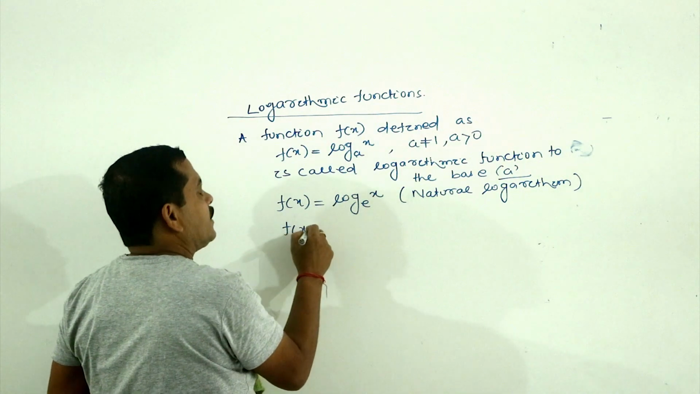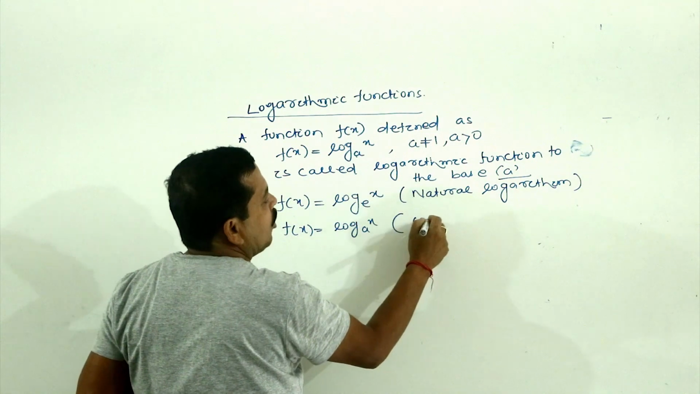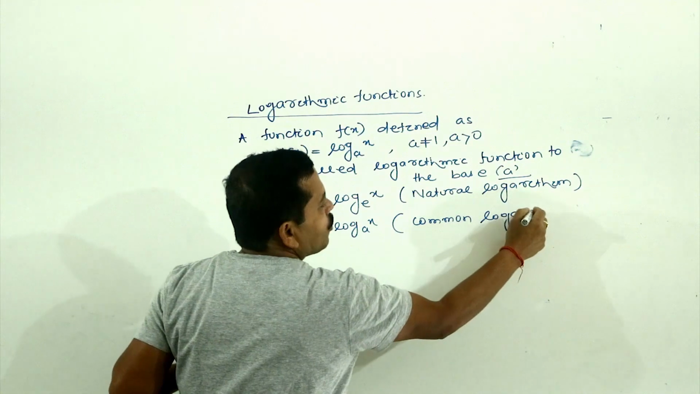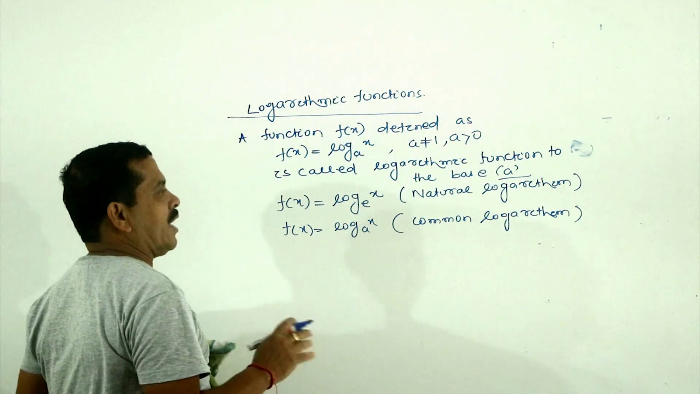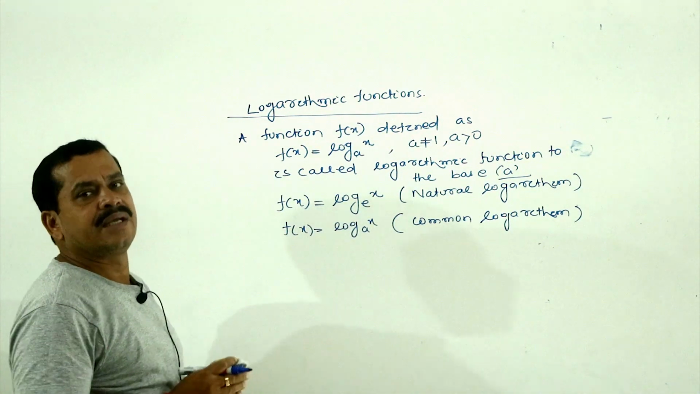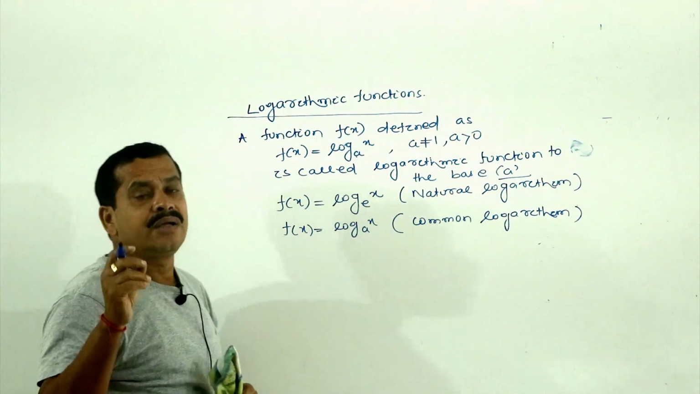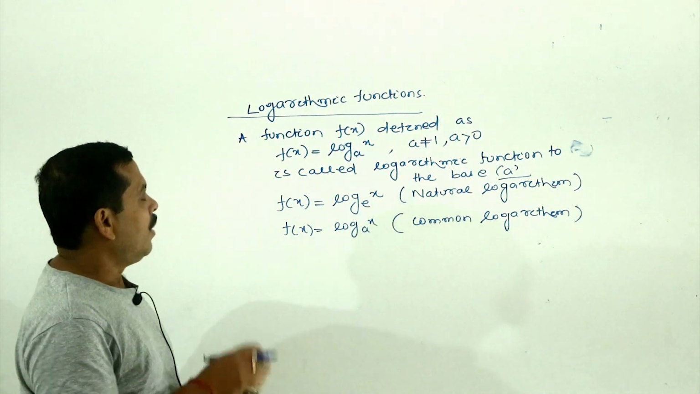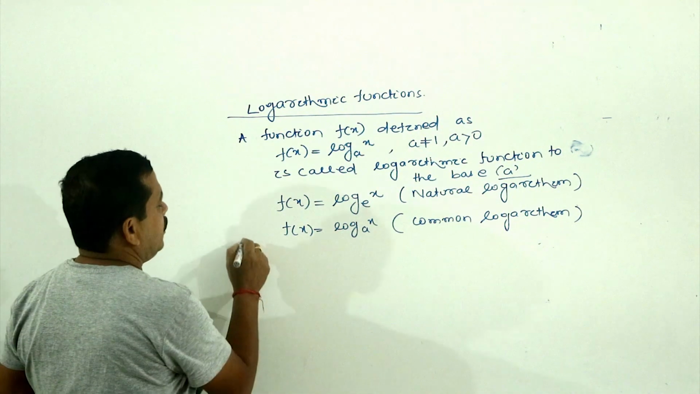Another is log x base a, this is common logarithm. There are two types of logarithmic functions. One is natural logarithm, another is common logarithm. If it is base e, that is also known as Napier logarithm or natural logarithm. Another is common logarithm. This type of function is known as logarithmic functions.